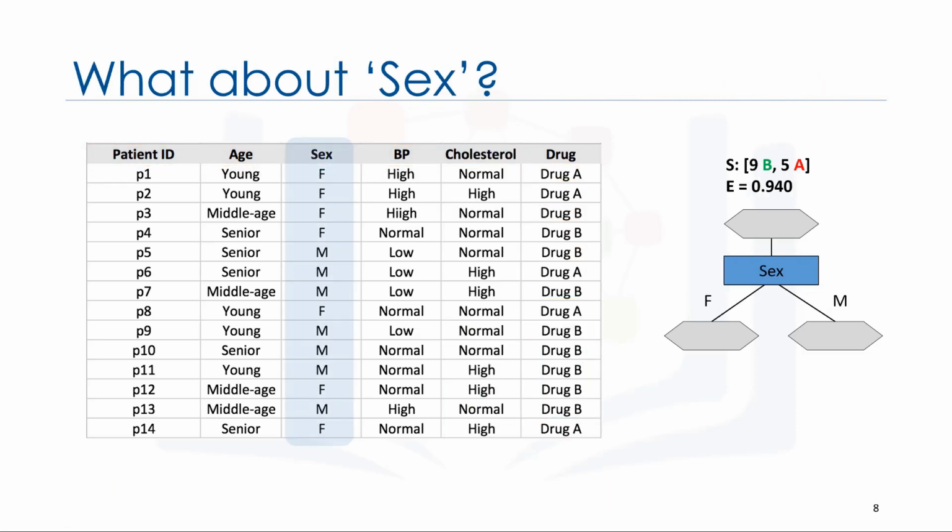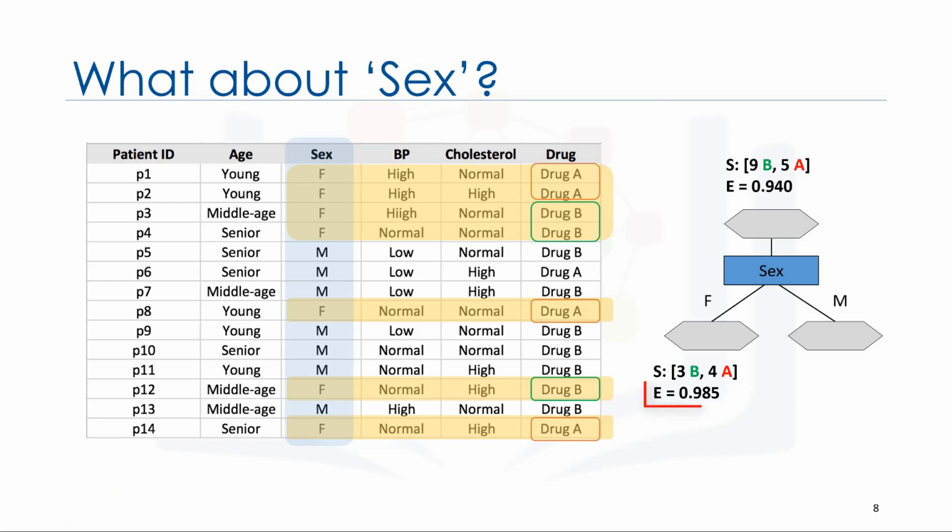Let's choose the sex attribute for the next check. As you can see, when we use the sex attribute to split the data, when its value is female, we have 3 patients that responded to drug B and 4 patients that responded to drug A. The entropy for this node is 0.98, which is not very promising. However, on the other side of the branch, when the value of the sex attribute is male, the result is more pure, with 6 for drug B and only 1 for drug A. The entropy for this group is 0.59.